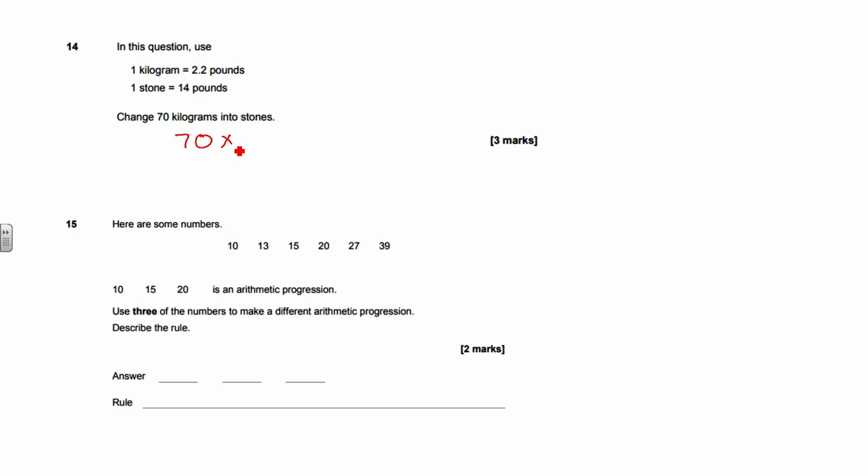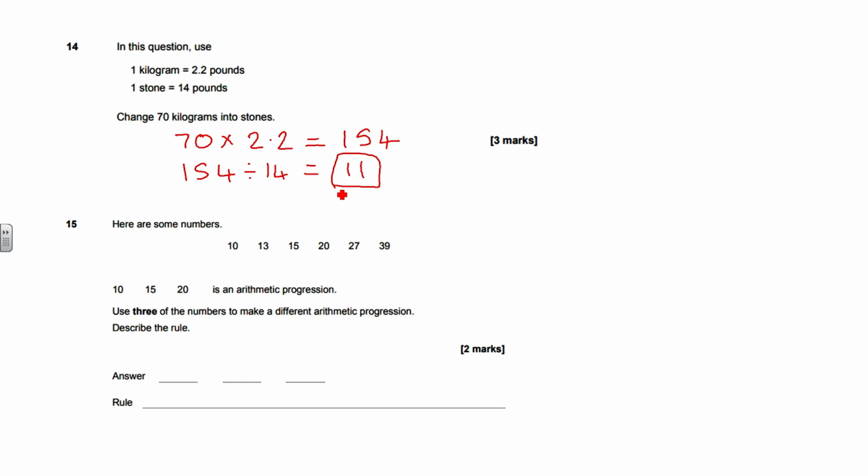Well, 70 multiplied by 2.2 is 154. Now, 154, how many 14s are 154? Well, I know that 10 makes 140, then I've got one more. So 154 divided by 14 will give me the answer 11.